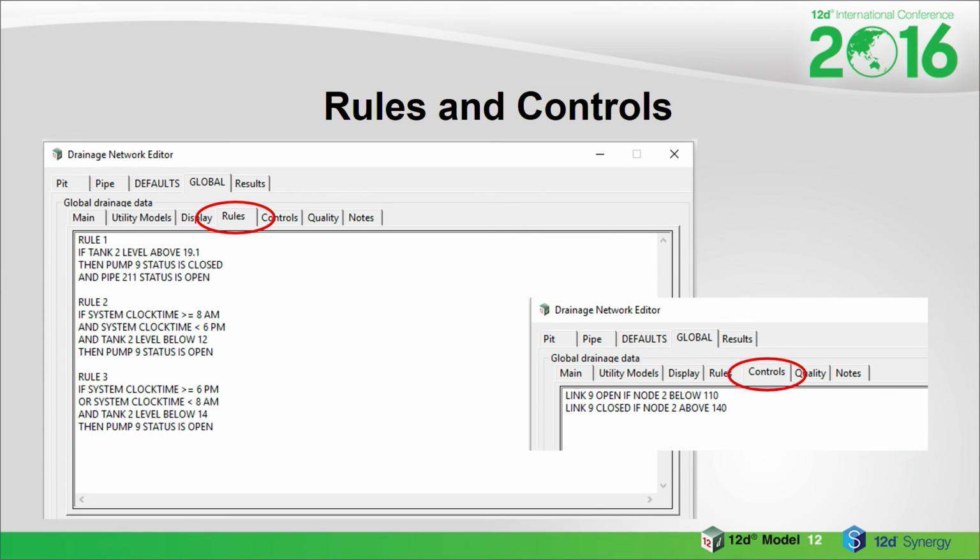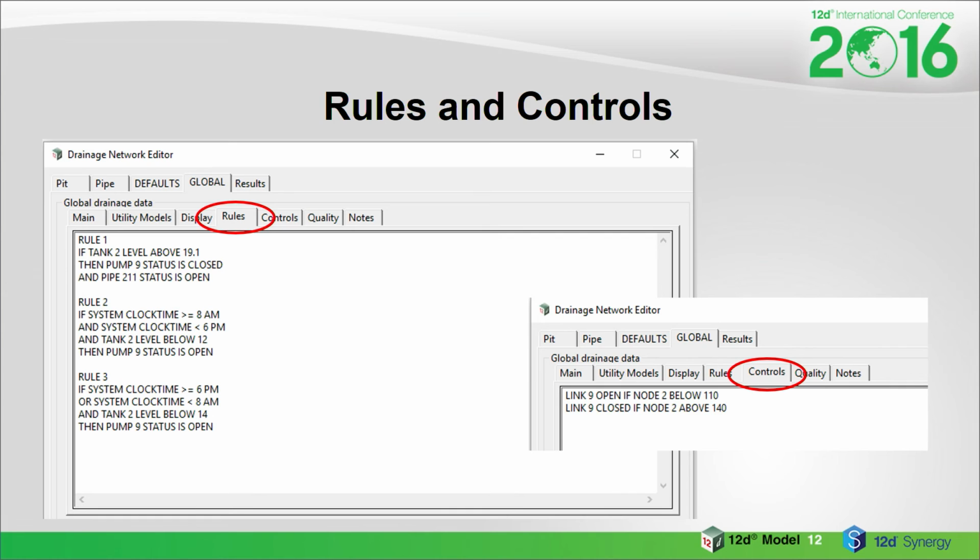But if it's after 8 a.m. or before 6 p.m. and the tank level is below a certain amount, turn on the pump and use your most costly power. Or if the clock time is after a certain time and before a certain time, and a tank level is above a certain amount or below a certain amount, then you can turn on a pump.